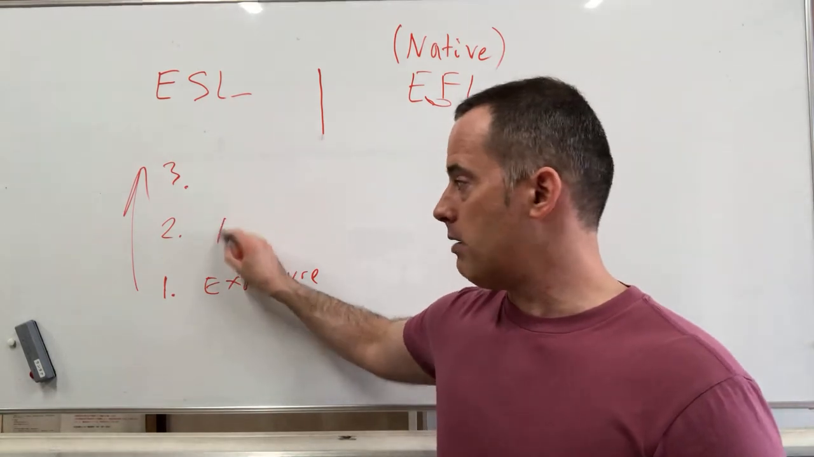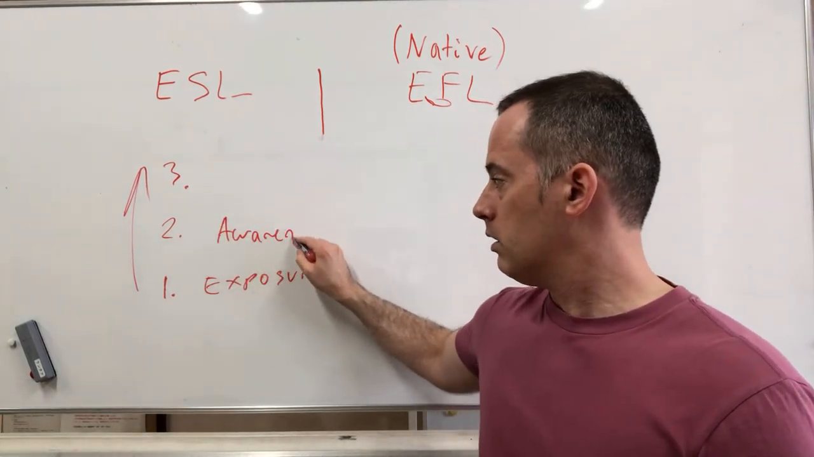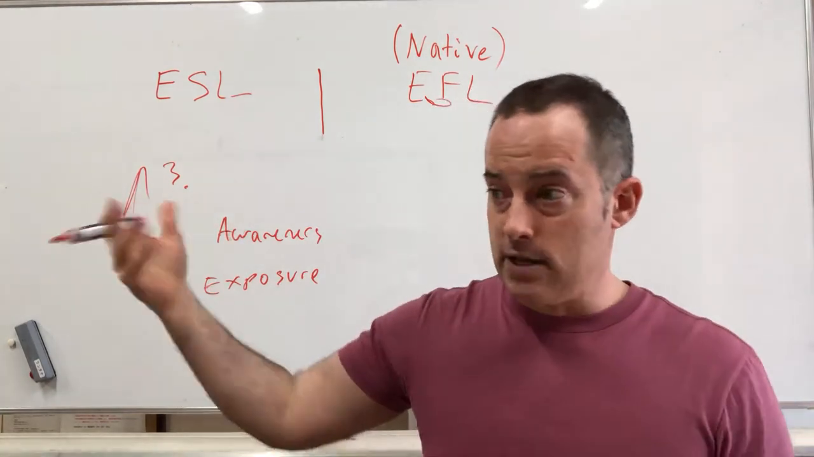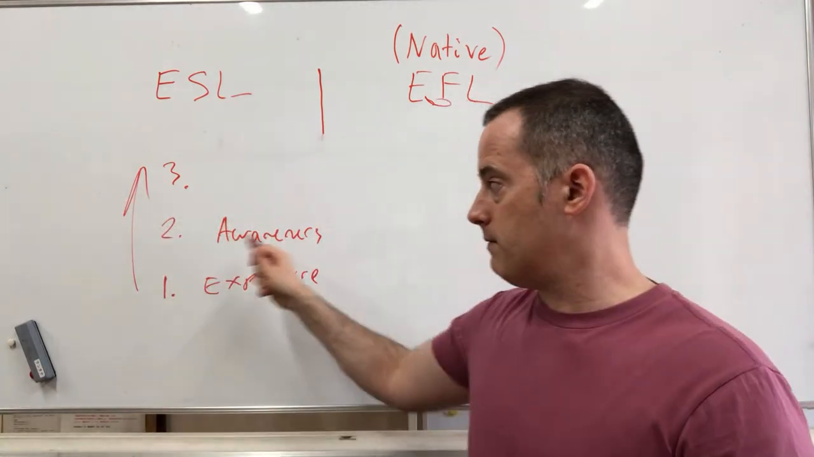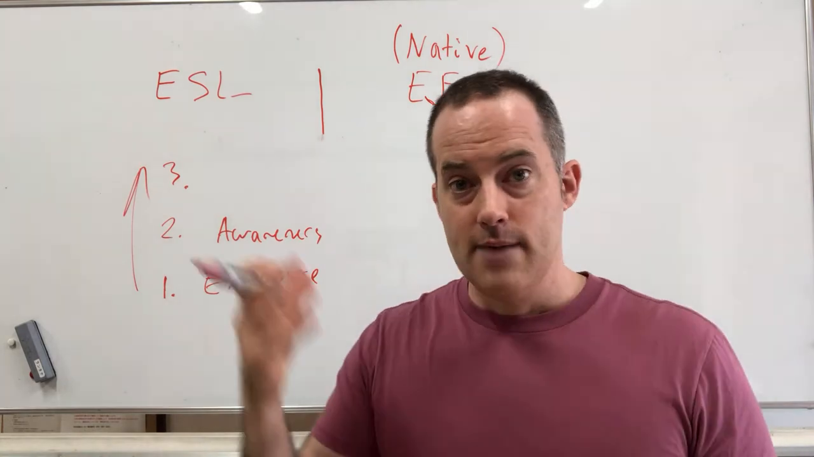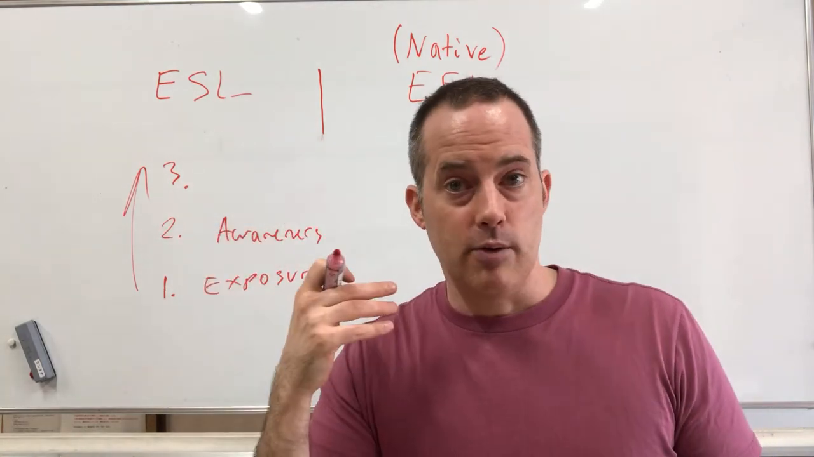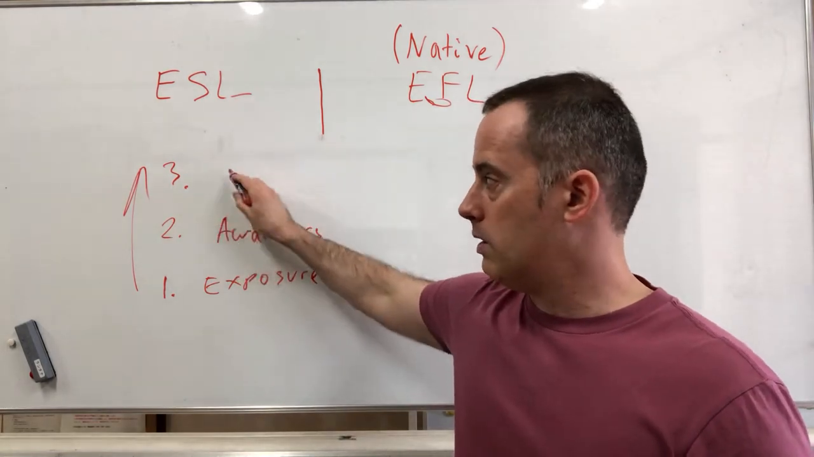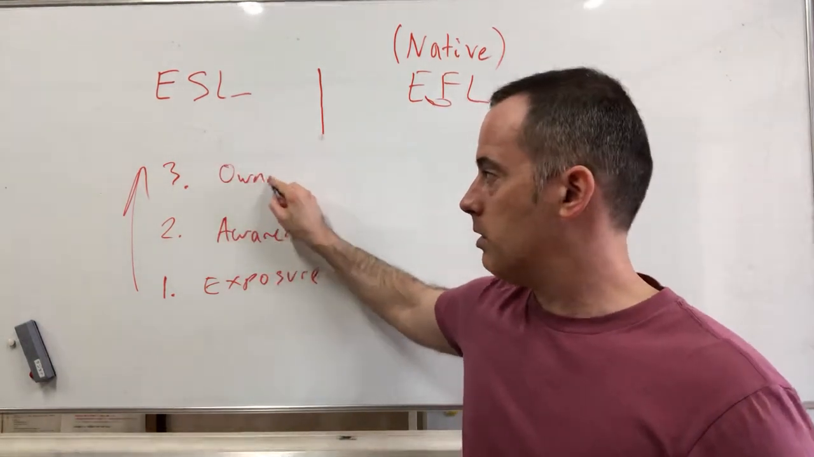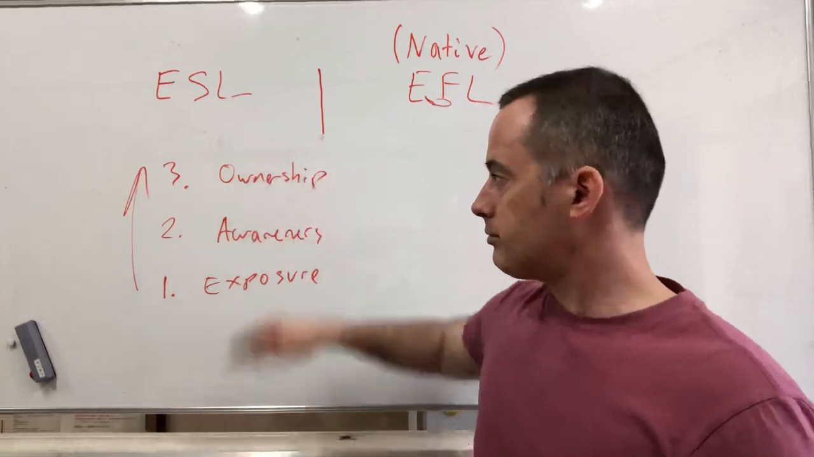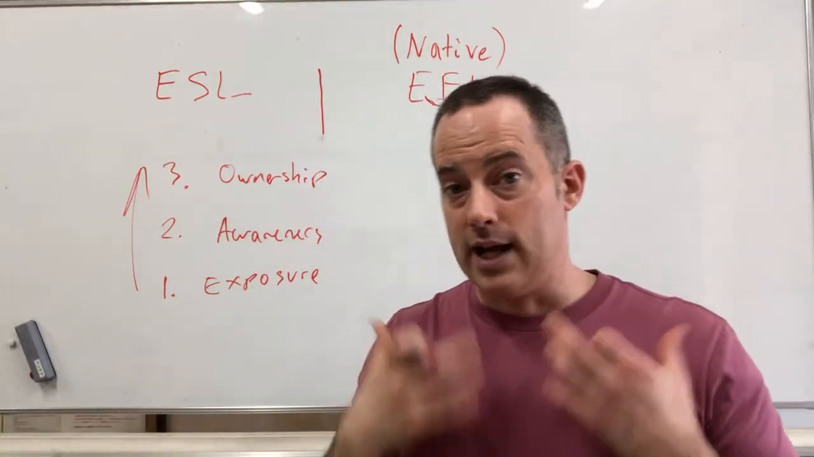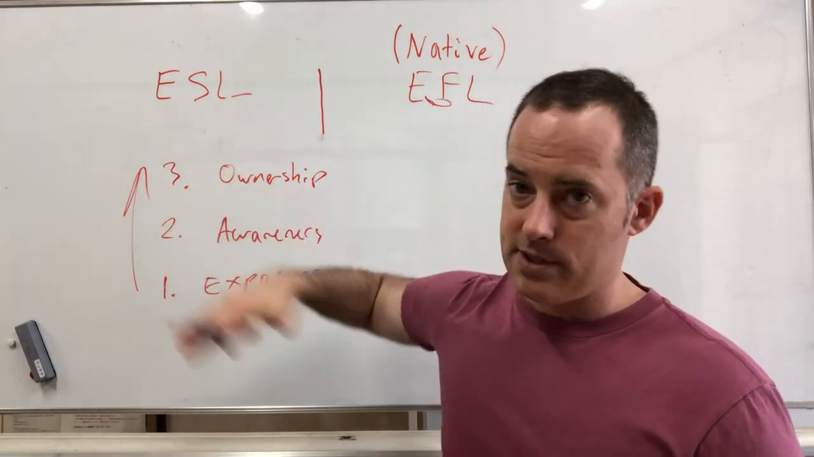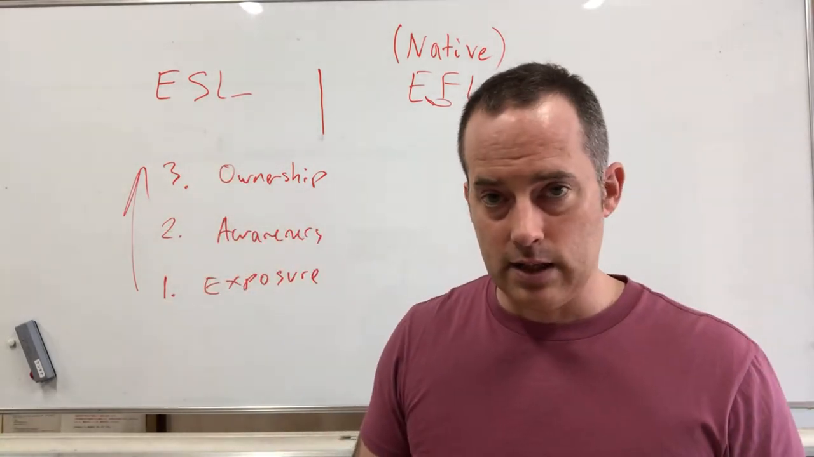Second level is awareness. And this is when you recognize something. So if I hear somebody else using it, my passive vocabulary is at this level. And I think, oh, okay, I understand when other people are using it. But I'm still stuck at this level for ownership. So ownership means I'm fluent and I can actually take that vocabulary and use it. So at all of these levels, I'm still talking about understanding the language.